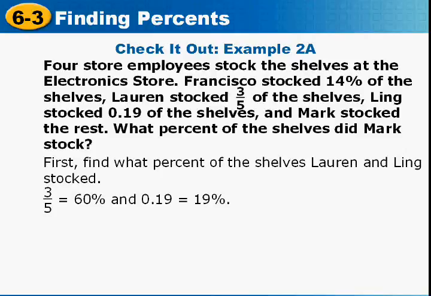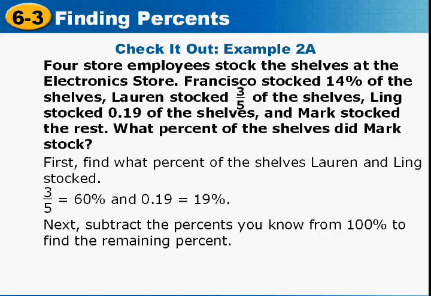3/5, top in, bottom out, 3 divided by 5 will give you 6/10. Move the decimal 2 places to the right and you get 60%. 19/100, move the decimal 2 places right and you get 19%.